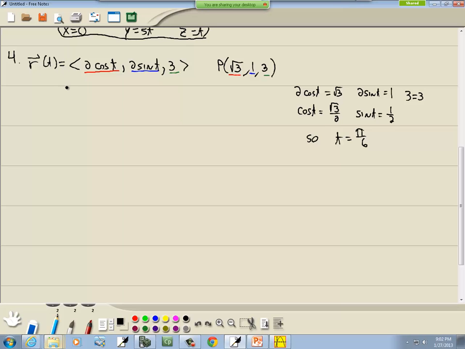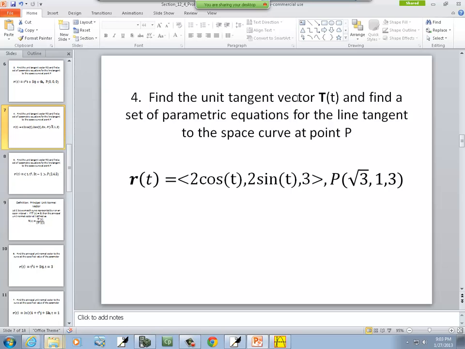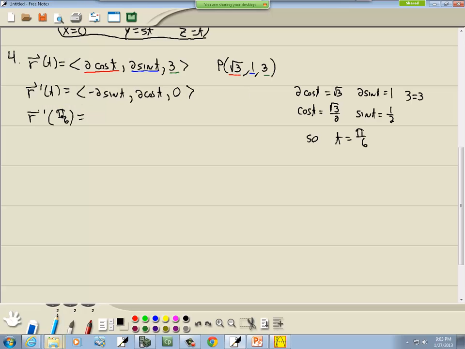Okay, so same instructions. They want us to find unit tangent vectors. We need r prime. Well, the derivative of cosine is negative sine, so this becomes negative 2 sine t. The derivative of sine is cosine, so this becomes 2 cosine t. And the derivative of 3 is 0. And we can go ahead and plug in our pi over 6, because we're finding the unit tangent vector, which uses r prime. So at the moment you're working with something that's actually in the formula for what you're trying to find, you can plug in your t value. Don't plug it in too soon. I don't want to plug it in up here at r, because r isn't in our formula.